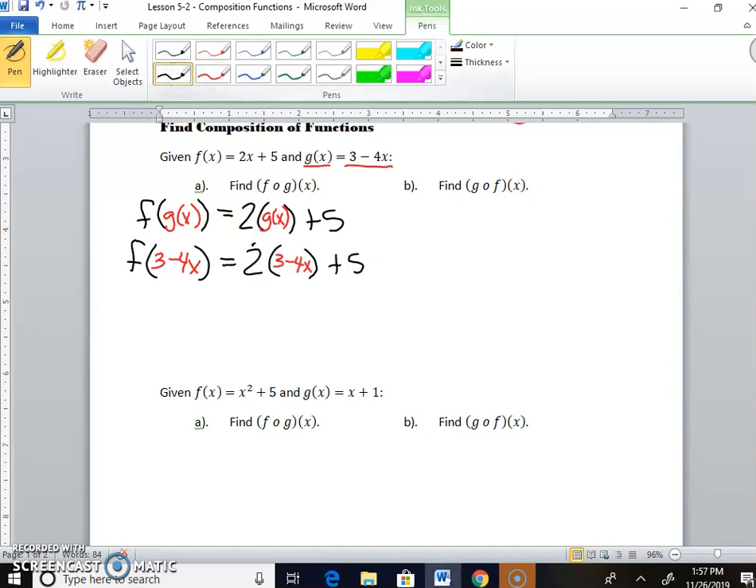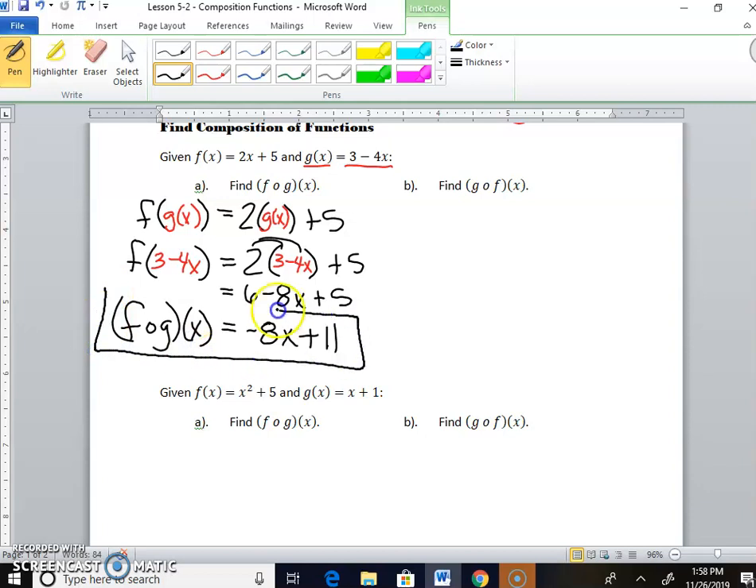So my first step would be to distribute in my 2: 6 minus 8x. Then I've still got my plus 5. Then I'm going to combine my like terms. That gives me a negative 8x, and then 6 and 5 would go together and give me a plus 11. So what we end up finding is f open circle g of x equals negative 8x plus 11.